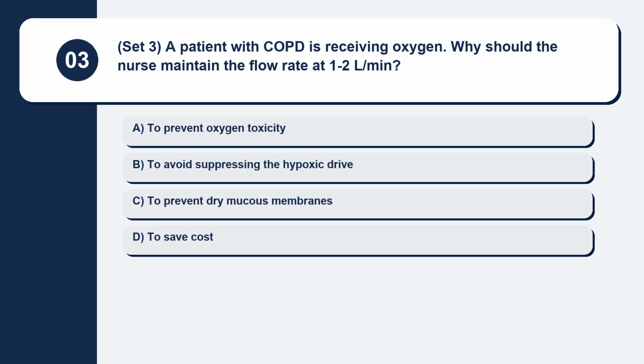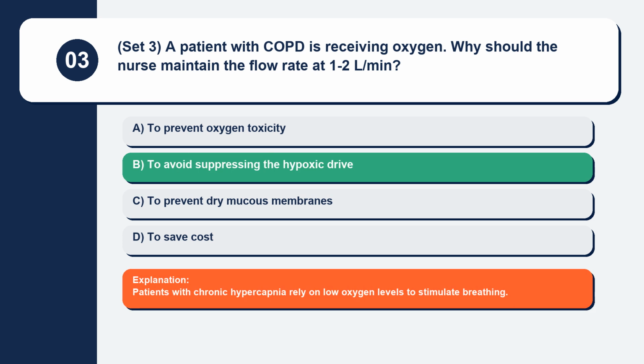Question 3. Set 3. A patient with COPD is receiving oxygen. Why should the nurse maintain the flow rate at 1 to 2 L/min? To prevent oxygen toxicity, to avoid suppressing the hypoxic drive, to prevent dry mucous membranes, to save cost. Patients with chronic hypercapnia rely on low oxygen levels to stimulate breathing.